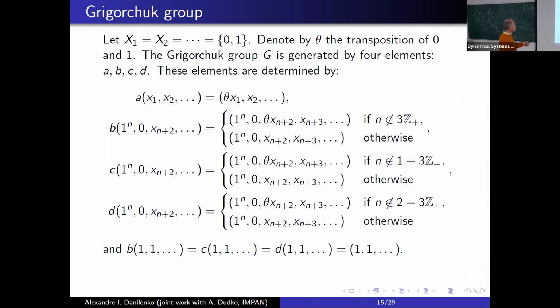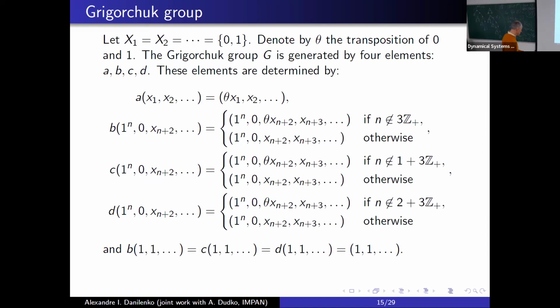Okay. In case of Grigorchuk group, we have 4 generators, A, B, C, D. And it's possible to write down coordinate formulas for every one of the generators. This is the second definition, which is equivalent to the first one. This one is combinatorial. This is algebraic.